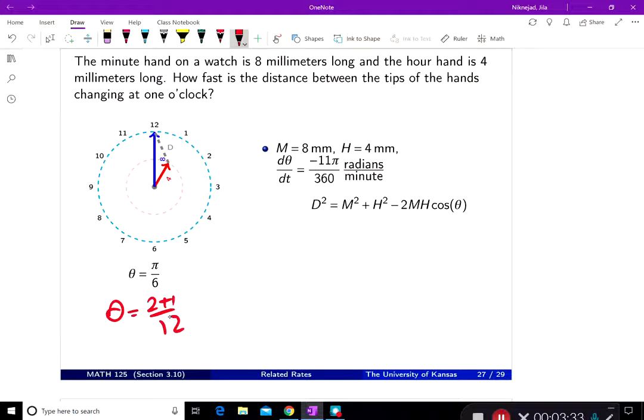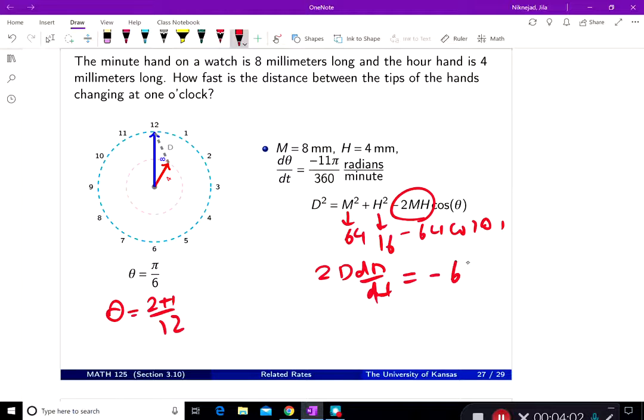So how do I take the derivative of this? Remember, this one is just 8 times 8, 64. This one is just 16. This part is 2 times 4 times 8, that's minus 64 cosine theta. When I take the derivative, I get 2d dd/dt, and these constants go away, and I get equal to negative 64 sine theta d theta/dt.